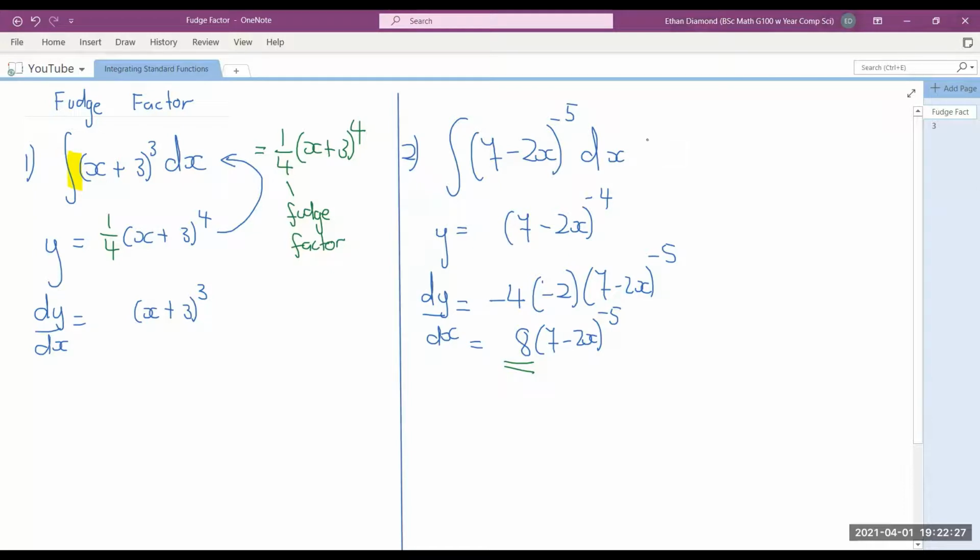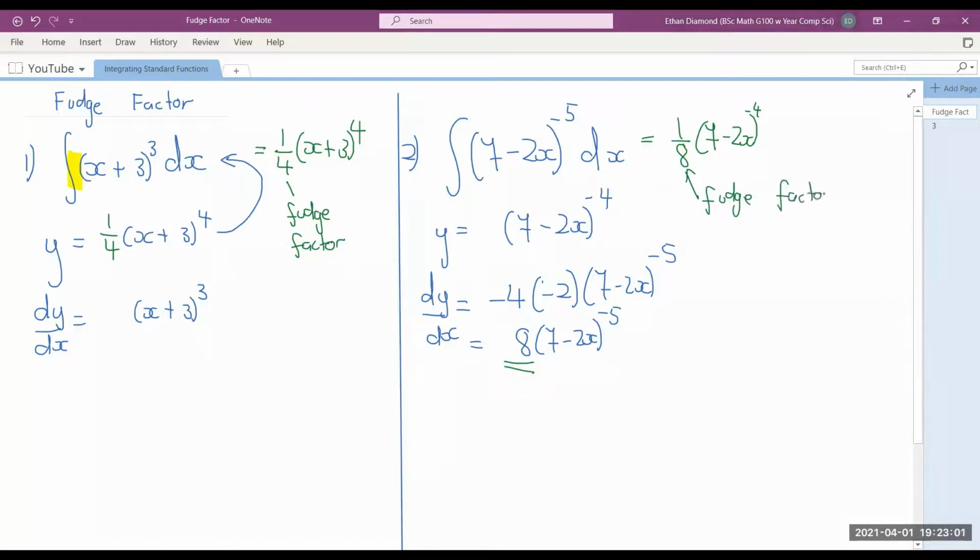Can you guess what the fudge factor is going to be? It's not going to be 8, it's going to be an 8th. An 8th of what? An 8th of the thing that we guessed the integral is going to be. Why? Because if we had an 8th here, it would have carried down to here, and then you could have seen the cancellation happening over there. Okay, so that's the fudge factor method, where an 8th is the fudge factor.